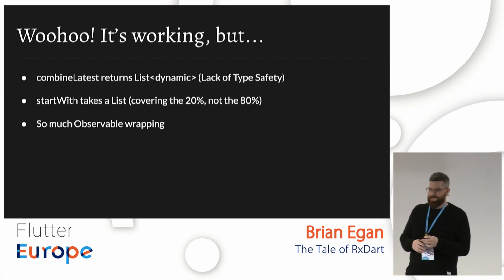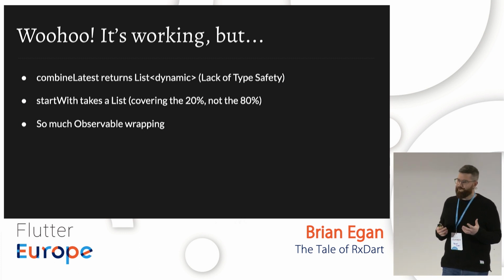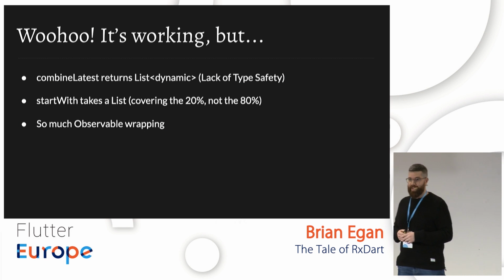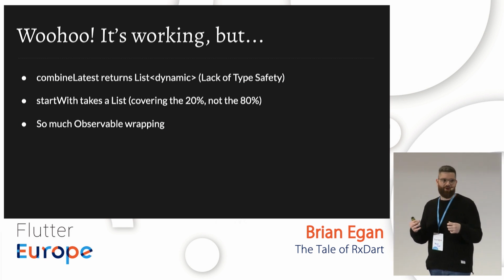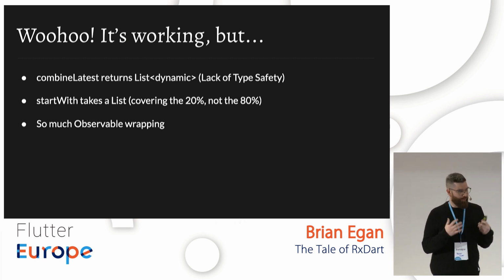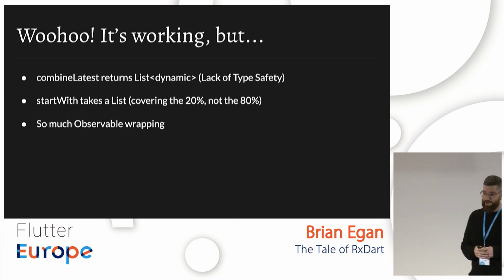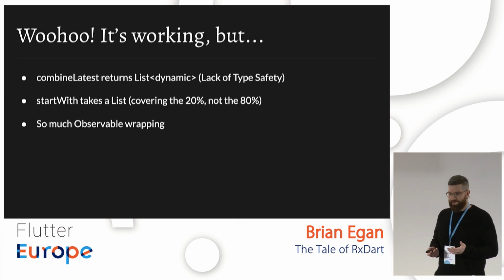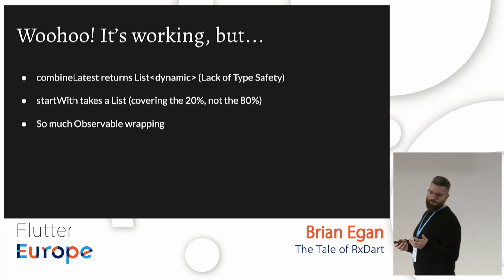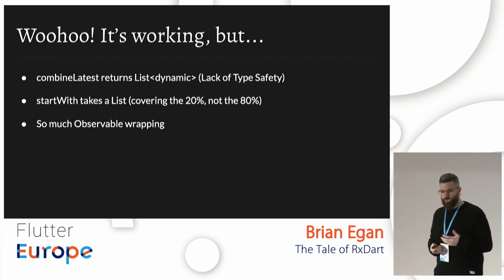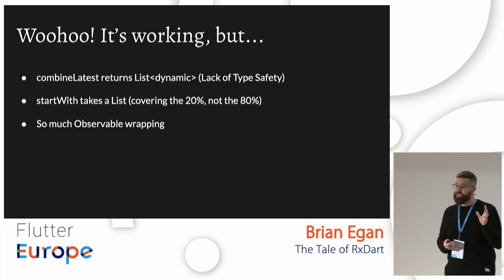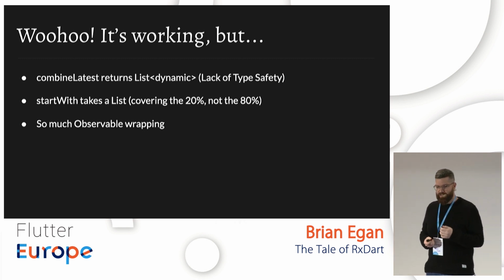But combineLatest is returning this list of dynamic, as I said. So that was a bit of a shame, because I wanted that type safety, right? We've got this new strong mode. Dart 2 is coming down the road. We want to embrace strict sound types. startWith was just a bit of an interesting one, in that it takes a list rather than taking a single value, which was just a little bit different compared to other implementations.